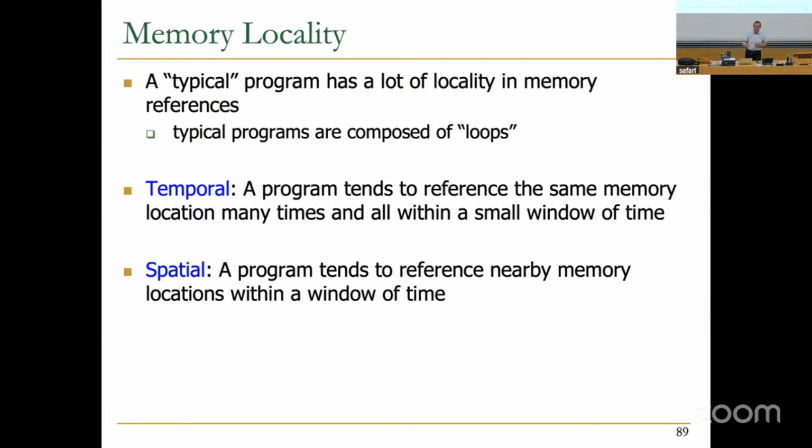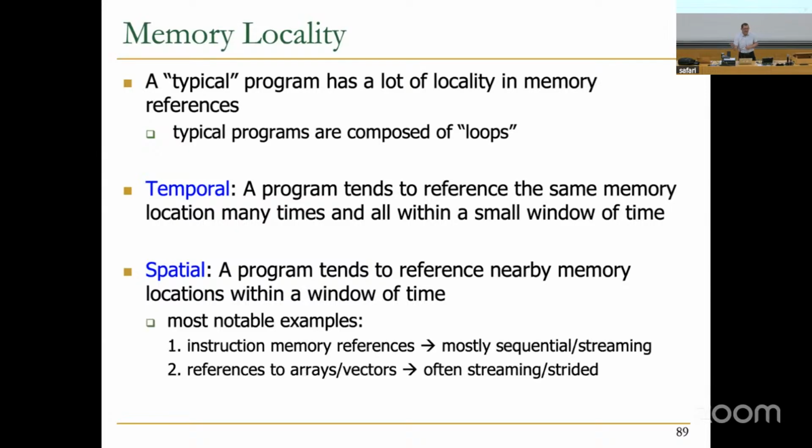Spatial means a program tends to reference nearby memory locations in space, address space in this case, within a window of time. And again, there's a good reason for this. Array references, for example, in vector processing. If your array is allocated consecutively, and if you're going through your array sequentially, you're basically accessing element 0, element 1, element 2, element 3, element 4, element 5, element 6. And if they're spatially, let's say, adjacent to each other, consecutive in memory, they basically have a lot of spatial locality in those references that you make to the array, right?